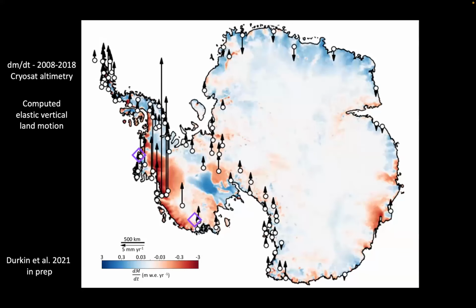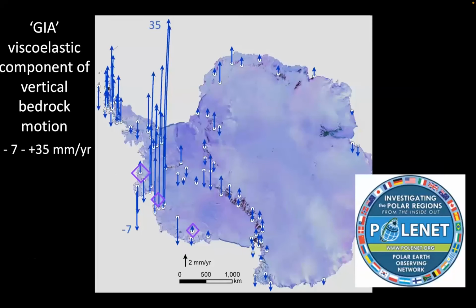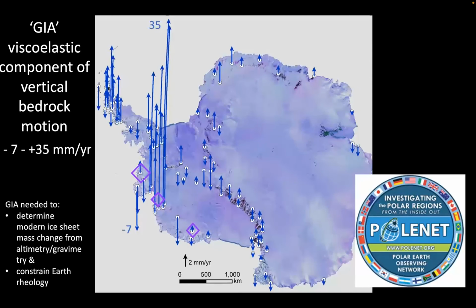And basically we subtract this from our total to get the GIA, or the viscoelastic component of the vertical bedrock. And you can see here this is still dominated by some of these rapidly rising areas around the Amundsen Sea area. It's also really important here that the GIA, I mean, it kind of goes without saying, is a really important set of feedbacks and processes that are used to determine the modern ice mass change from satellite data, as well as the ability to constrain the Earth rheology.